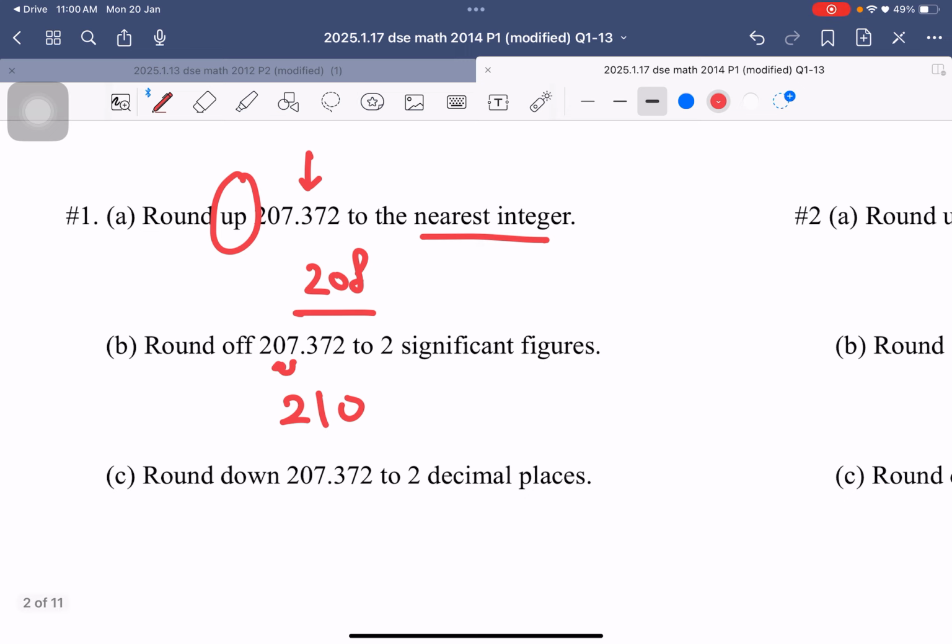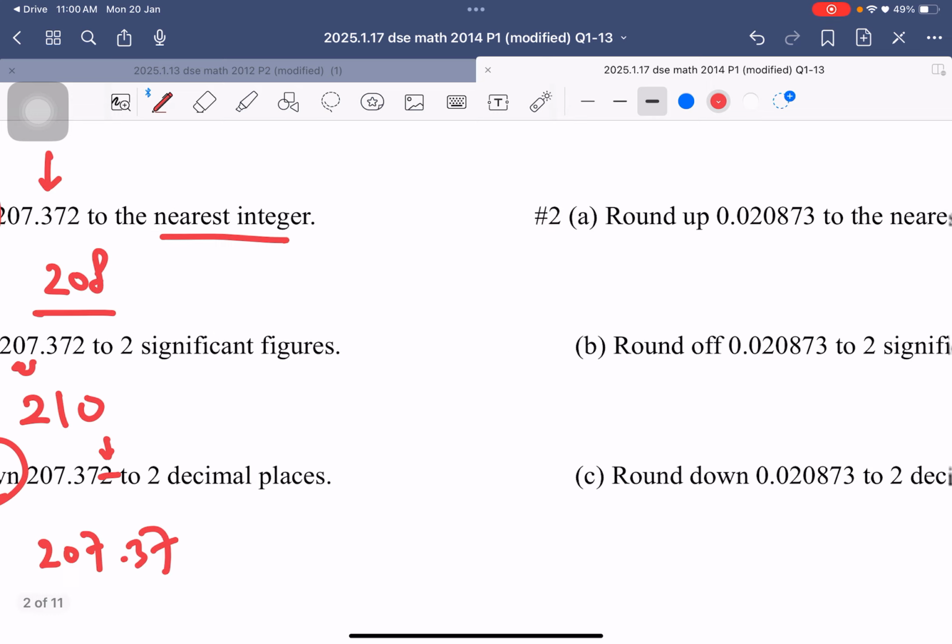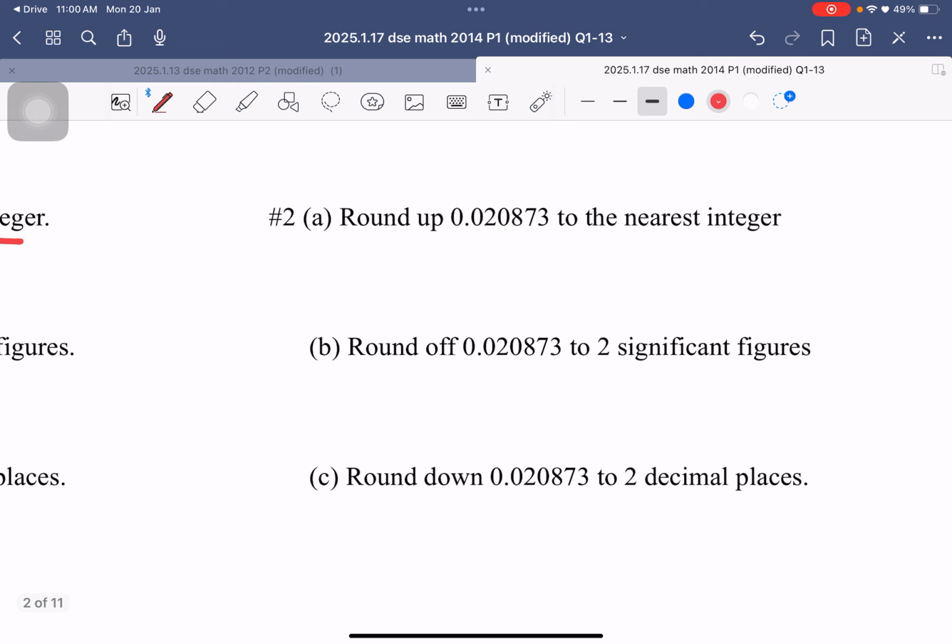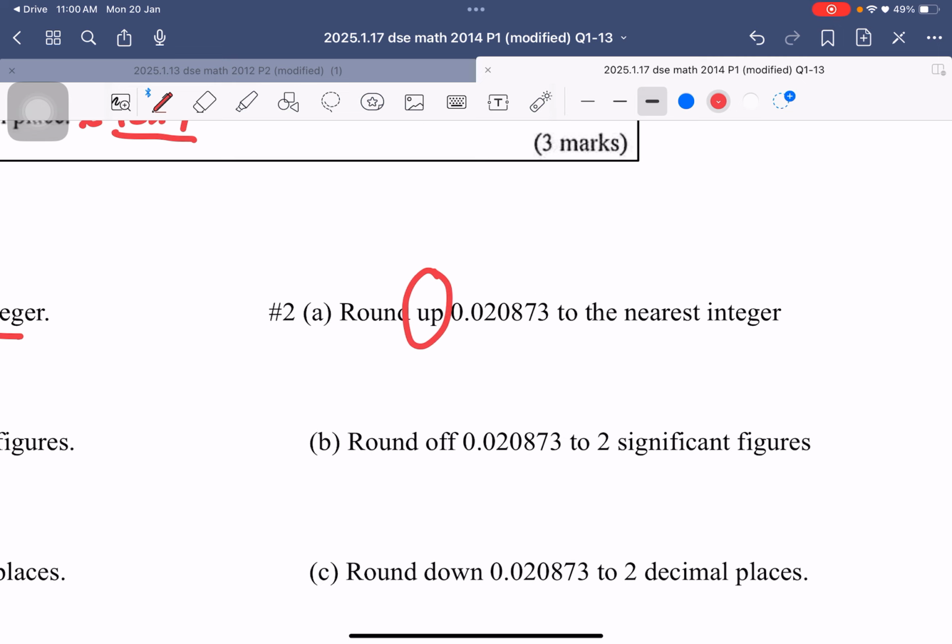Round down to 2 decimal places. Which number is the 2nd decimal place? 3 and 7. The 7, isn't it? So you need to look at the 2. No matter what, this is round down, so no matter what the number here, just delete it. Red Chai, do you need to minus 1 here? No need. So it's 207.37. Some of you rounded up to the nearest integer. So what's the final answer? Just 1. Okay, just 1.